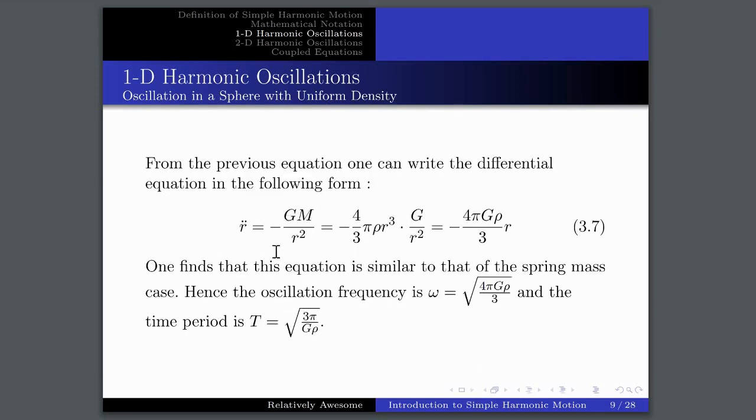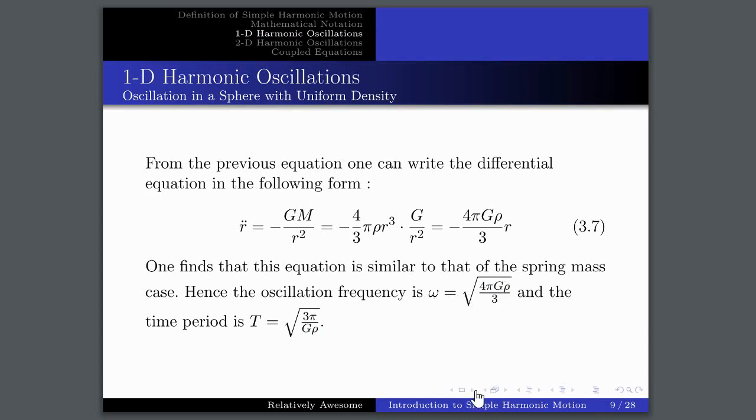One may note that this equation does not actually resemble the simple harmonic motion equation. However, if we write m as a function of the radius, and we write it as the volume multiplied by the density, we find that the differential equation transforms into a form that is similar to that of the simple harmonic oscillator. And one finds, by solving this differential equation, the oscillation frequency is only dependent on the density of the object, and also the time period.